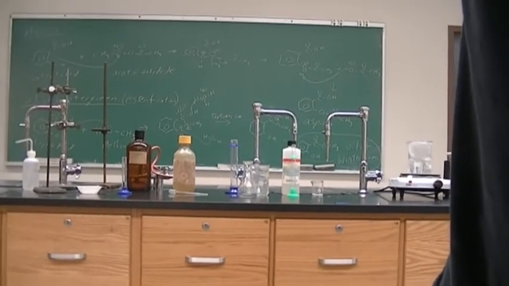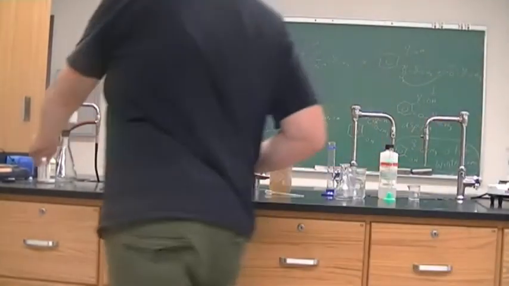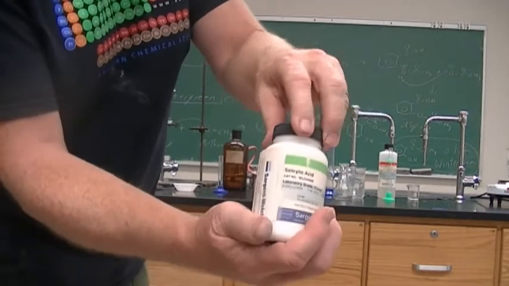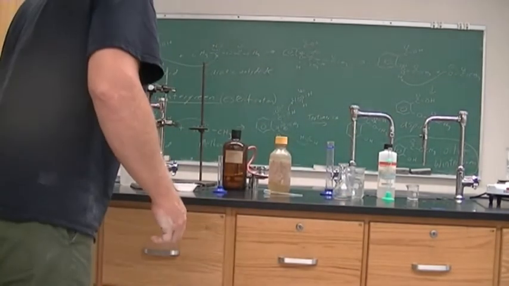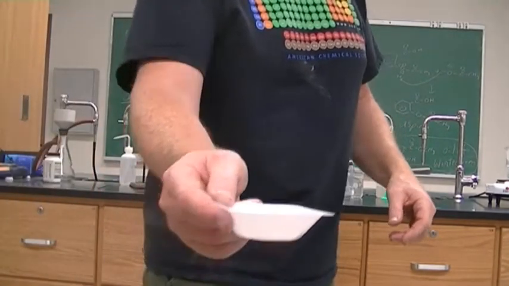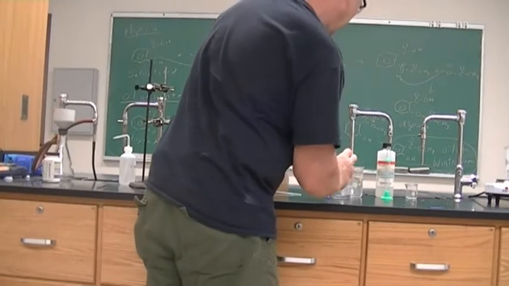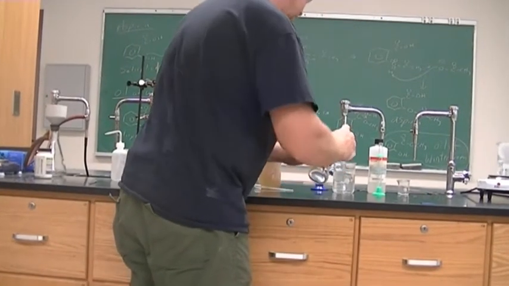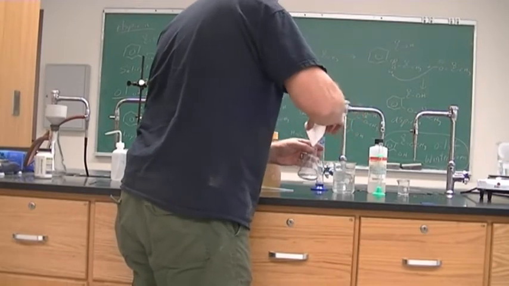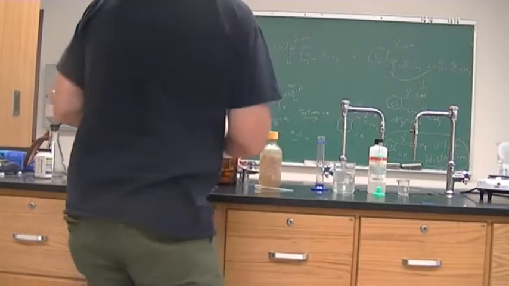All right, so over here I have my salicylic acid. So my bottle of salicylic acid. All right, so I measured out 3.00 grams of salicylic acid using my weigh boat. And I'm going to put that in my 125 ml flask. All right, so you got your 3 grams of salicylic acid.